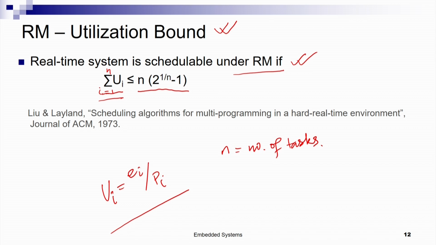And this utilization bound and the RM algorithm, as for that matter the EDF algorithm as well, was discussed first in a seminal paper by Liu and Layland way back in 1973. The paper has the name Scheduling Algorithms for Multiprogramming in a Hard Real Time Environment, and it was published in the Journal of ACM in 1973.